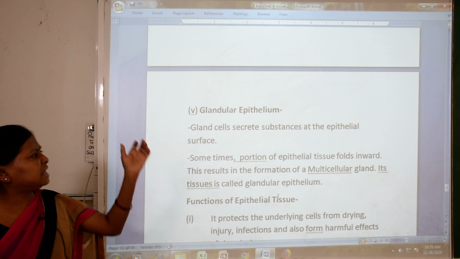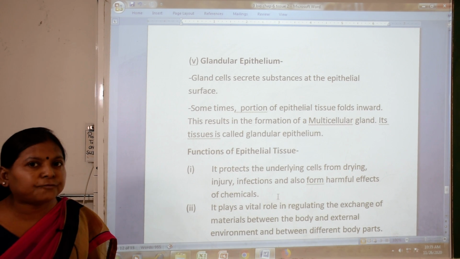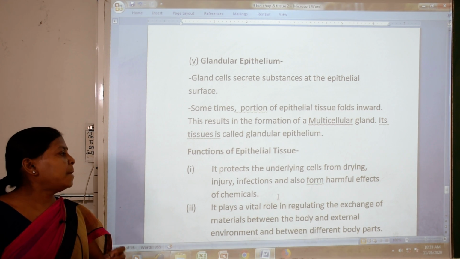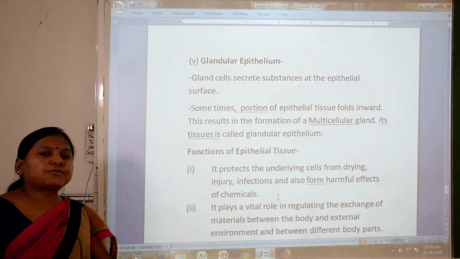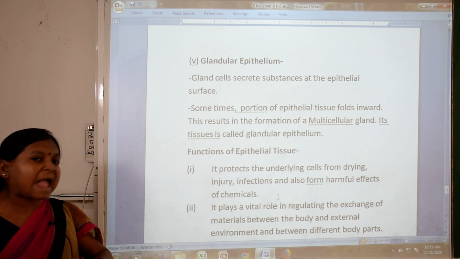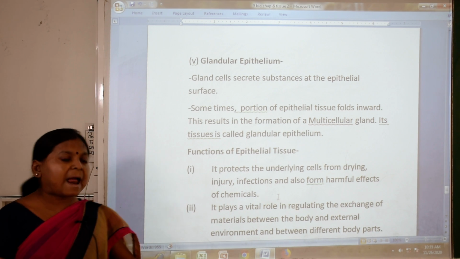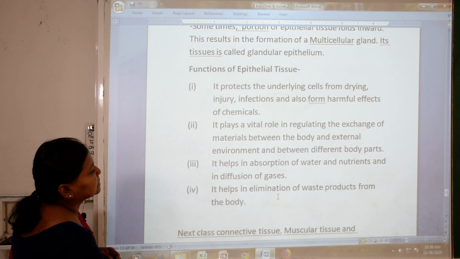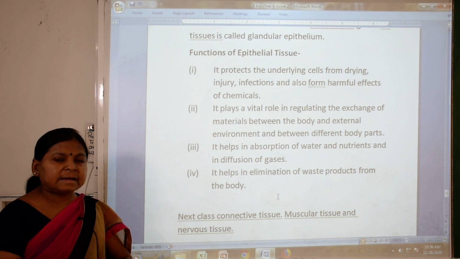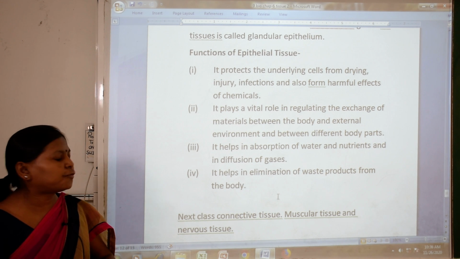What are the functions of epithelial tissue? First, it protects the underlying cells from drying, injury, infection, and also from harmful effects of chemicals. Second, it plays a vital role in regulating the exchange of materials between the body and the external environment and between the different body parts. Third, it helps in the absorption of water and nutrients and in the diffusion of gases, and it helps in the elimination of waste products from the body.